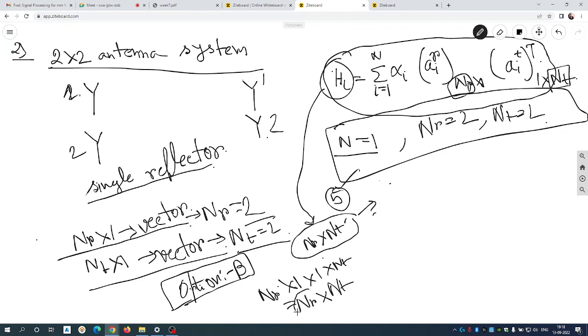So we can think there are NR cross NT variables, but that is not the case for millimeter wave communication. If it was sub 6 GHz, there could be NR cross NT variables. That is not the case here because we do beamforming directly, so this term is not present here.